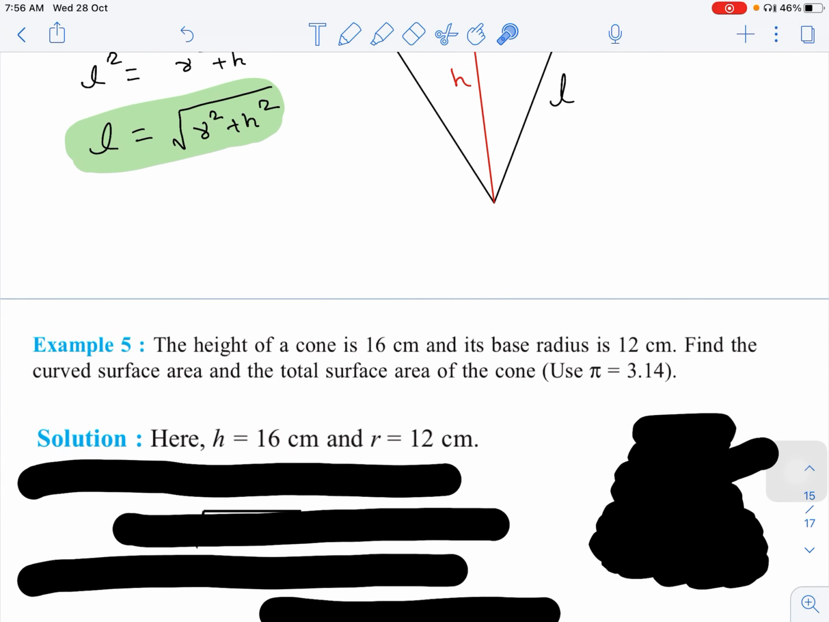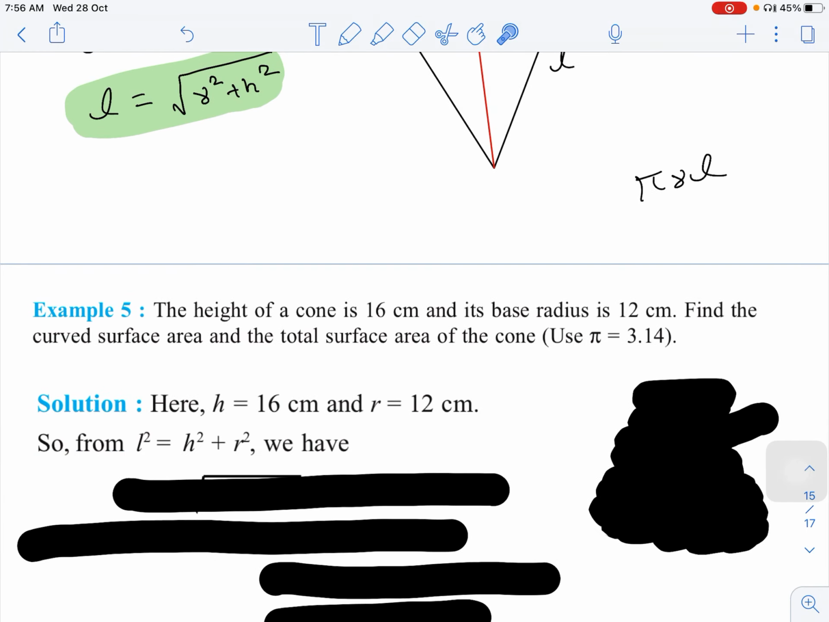So here it is given that we have to find the CSA of the cone. Now what is the formula for CSA of the cone? The formula of CSA of cone is pi r L. It means that we should know the radius and we should know the slant height. But as per the question, we have only the perpendicular height. So by using this rule, we will find the slant height from these two values. Okay, so let us see.